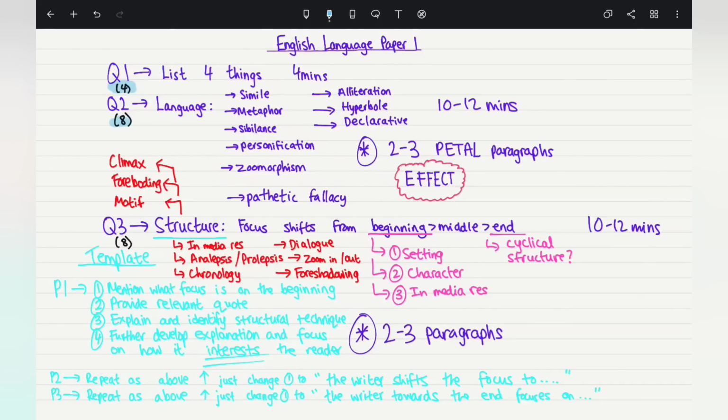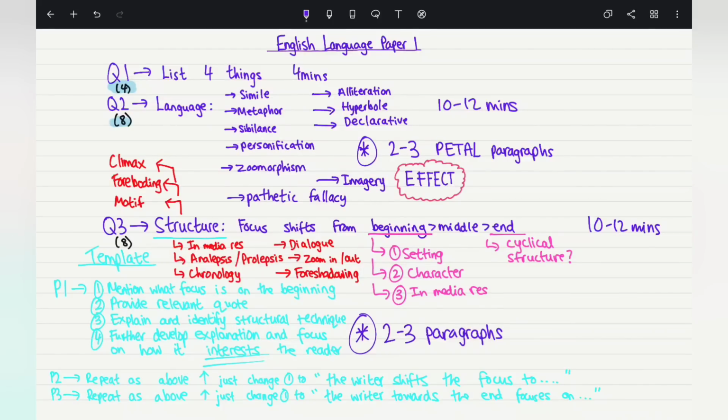There's actually one more I wanted to add. I've just realized I forgot to add. It's imagery. So I'm just going to add that very quickly. As you can see, I have added the final one, which is imagery. So there's 10 techniques and I can guarantee you will find at least some of these within the insert.